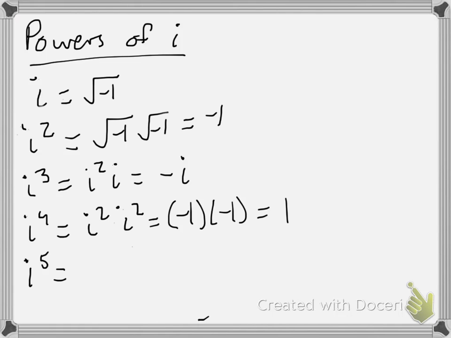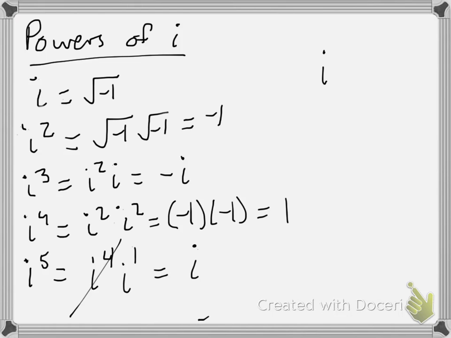So when you see things like I to the fifth here, you want to break it down to where you have a 4 in there. So this I to the fifth would break down into I to the fourth times I to the first. I to the fourth we know is 1, so pretty much that just cancels. So I to the fifth is the same thing as I. And it kind of repeats that pattern.